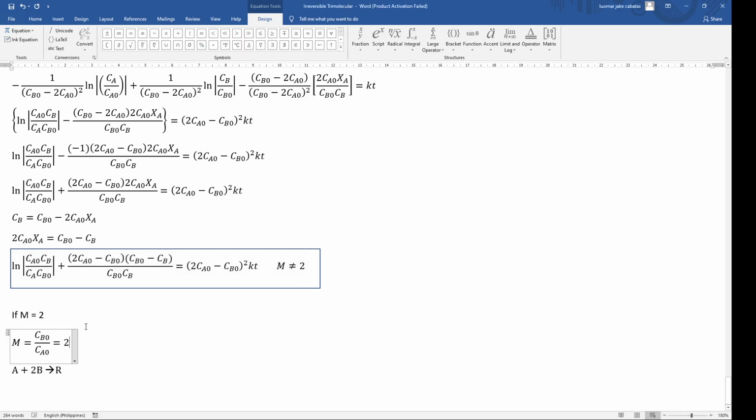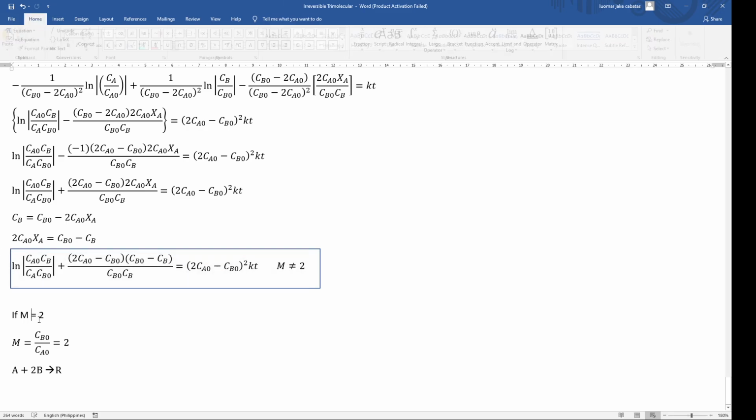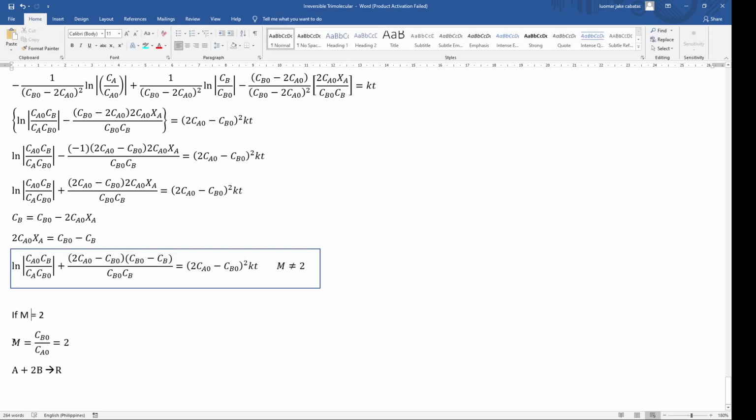So, excuse me, sorry. If m is not equal to 2, this will be our equation to be solved. So what if m is equal to 2? We let m equal CBO over CAO equals 2. So the ratio of CBO and CAO is equal to 2.